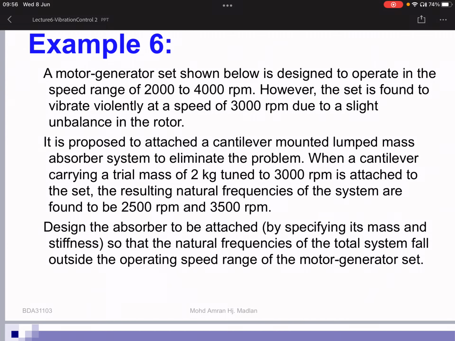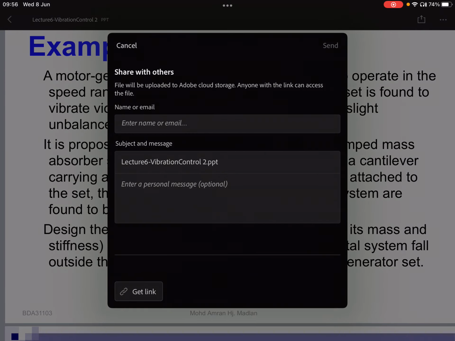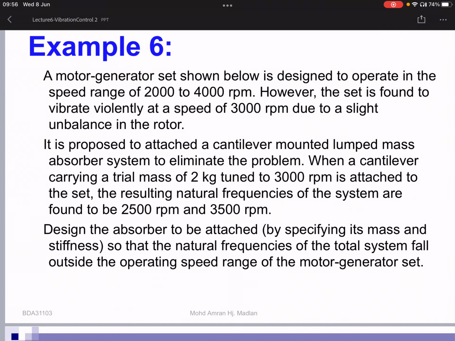In this session, we're going to continue with examples on how to solve vibration absorber problems. If you refer to example 6, we have an example of a motor generator. It operates in the speed range of 2000 to 4000 RPM, and it vibrates violently at a speed of 3000 RPM.